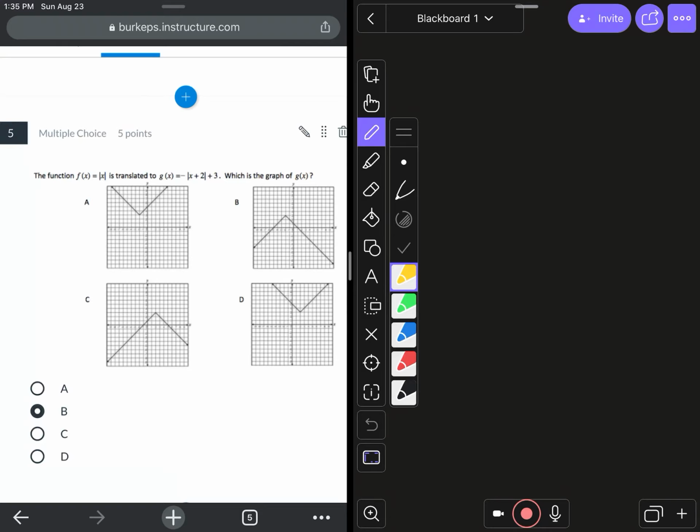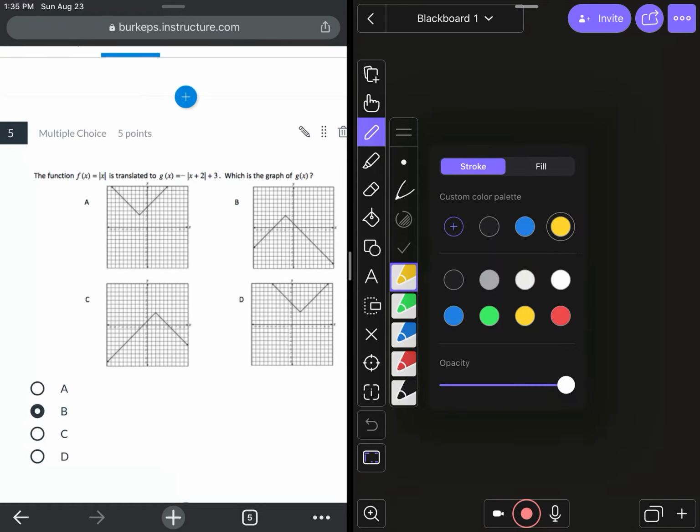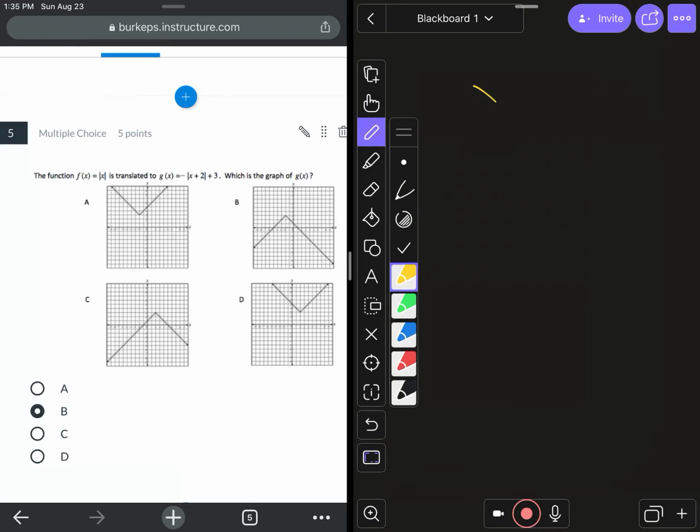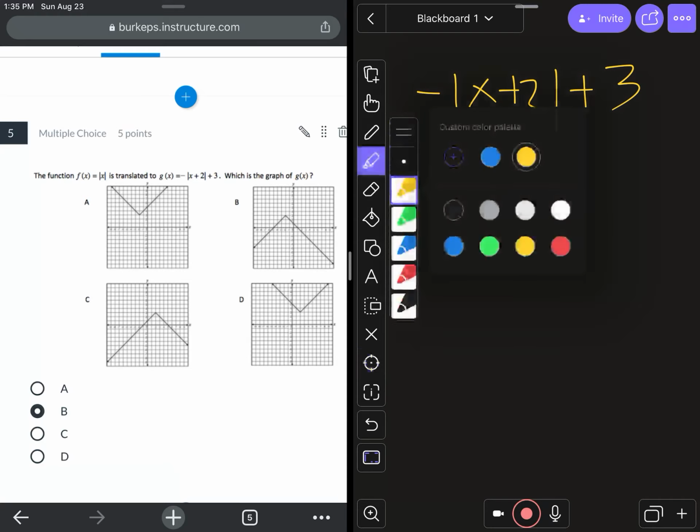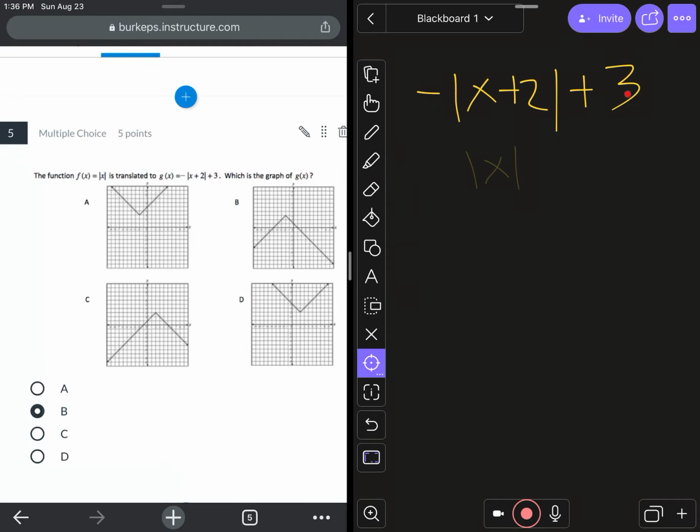So I'm looking at, let's see. Is this it? Yep. I'm looking at negative absolute value of x plus 2 plus 3. And I got to figure out how does it shift. Remember, we ignore the plus 2, we ignore the plus 3, and we also ignore this negative. You're always looking at this graph, absolute value of x. Okay, and we're going to figure out how all of this, the 2 and the 3 and this negative, shift this graph around.